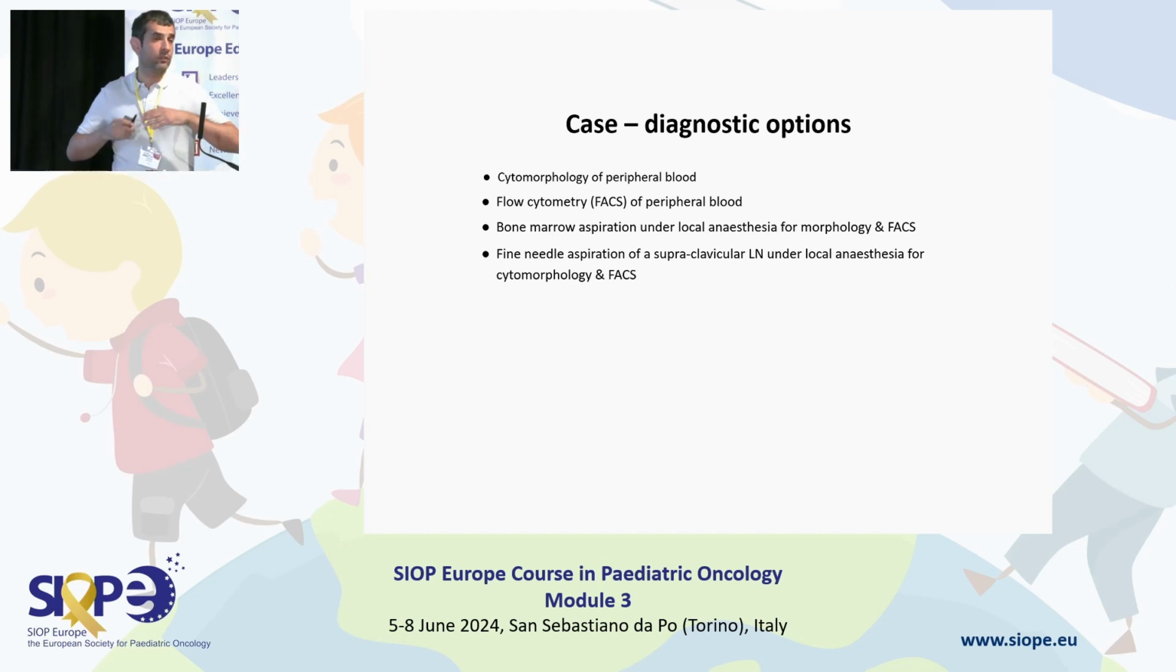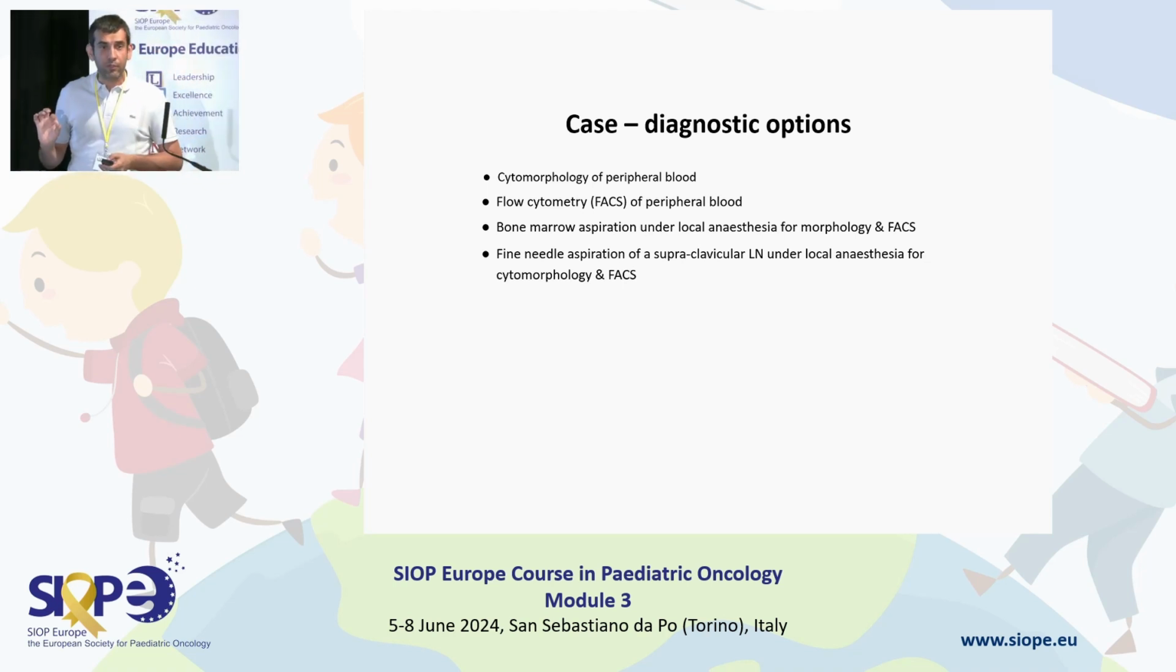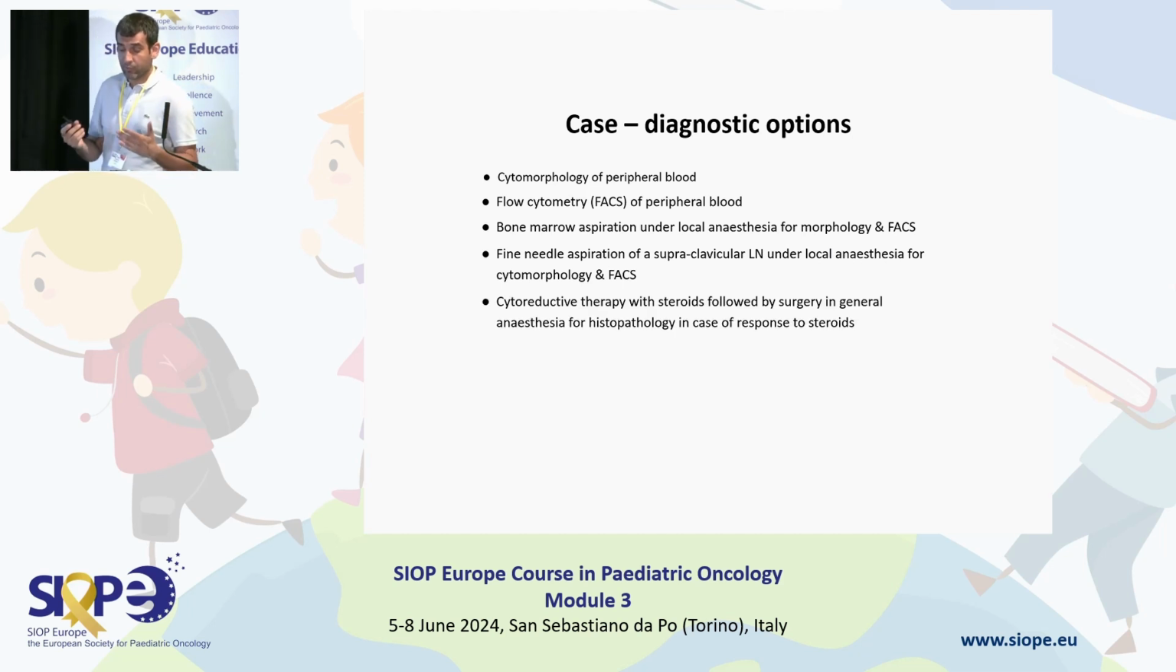But let's say you decide for whatever reason that you will not go for a lymph node aspiration because the patient will refuse to do this under local anesthesia. What would you then do in such a patient? Yes, you would start with corticosteroids to get a shrinkage of the tumor, and then operate in a more secure situation, remove the lymph node, and get the diagnosis.